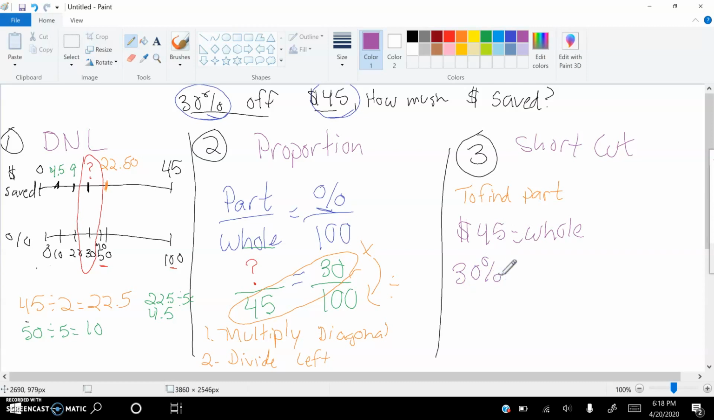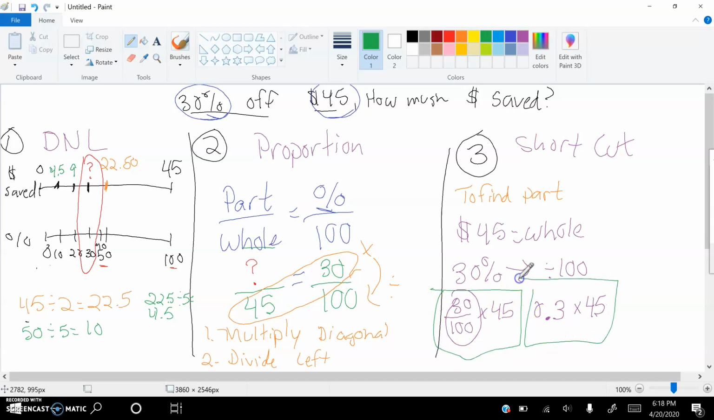But in order to multiply these together, I can't do 30 times 45. I have to turn the percent into a decimal. So in order to do this, we're going to divide by 100. So we could do 30 over 100 times 45, or 30 over 100 is equal to the decimal 0.3. So we can multiply that by 45 as well. Either one of these options will give you the part, which is what we're looking for. So whichever of these 3 options makes the most sense to you, you are welcome to use to solve the problem.